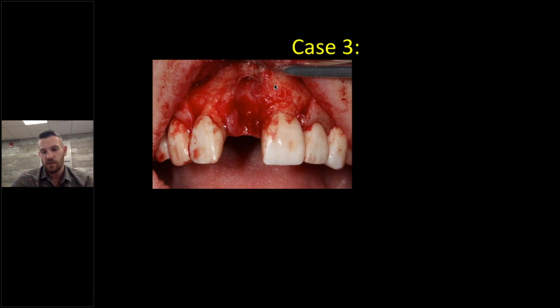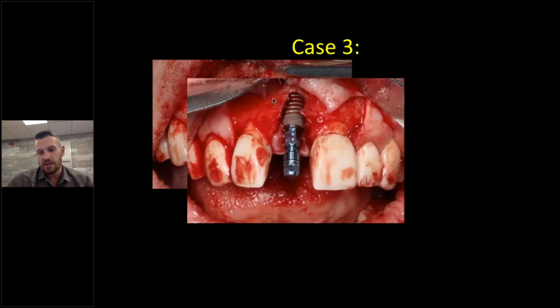And a lot of people would probably say, well, let's try and regenerate that bone prior to placing an implant. But with the success I've had from utilizing the laminar bone plate, I feel very confident in continuing forward with an immediate implant placement. And so that's what you see next.